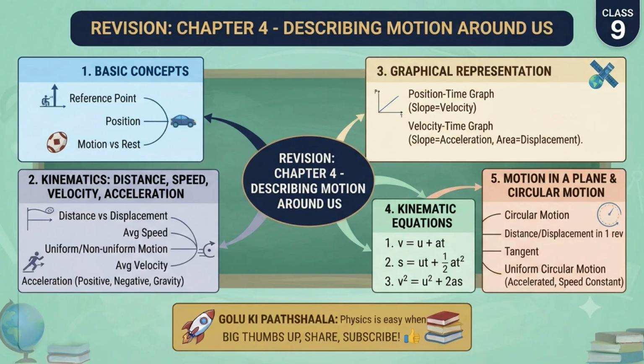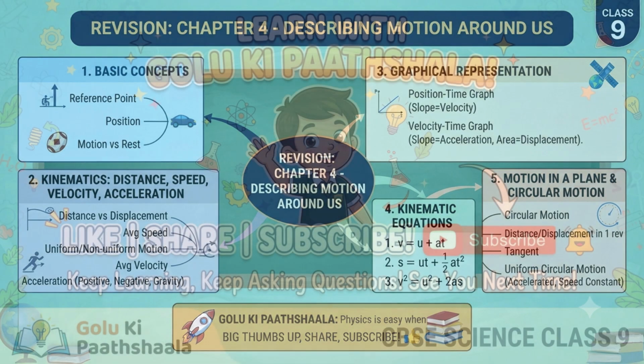and displacement. Then, we moved on to the kinematic equations of motion, where we learned the three equations used to relate displacement, velocity, acceleration, and time for motion with constant acceleration. Finally, we explored motion in a plane and uniform circular motion. We understood the concepts of circular motion, distance and displacement in one complete revolution, average speed, average velocity, tangent to a circle, and why uniform circular motion is considered an accelerated motion even though the speed remains constant. And that's the complete journey of chapter 4, describing motion around us.